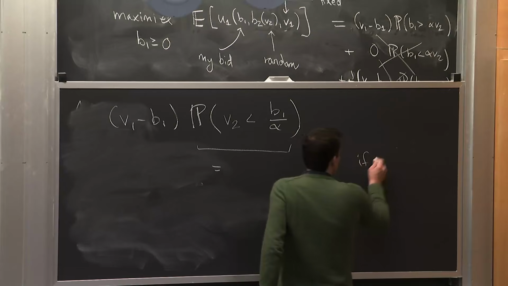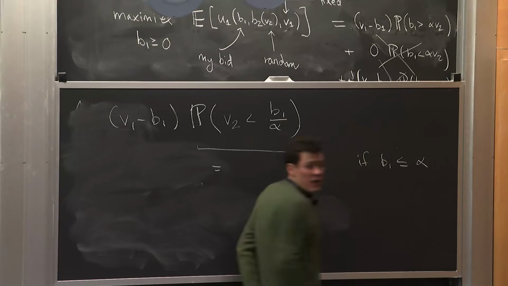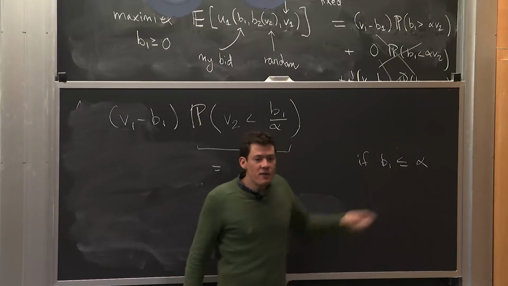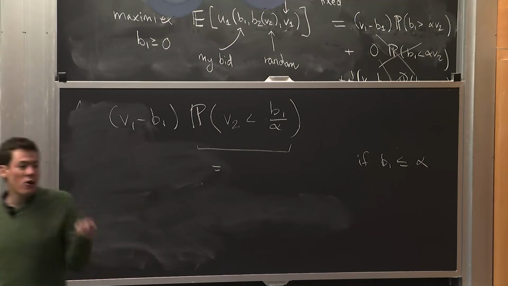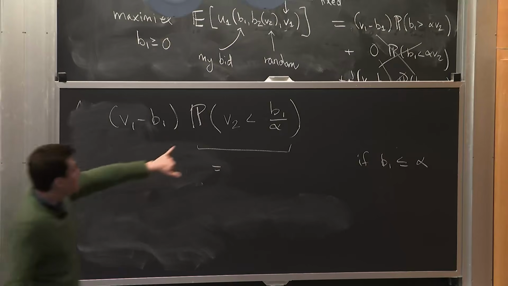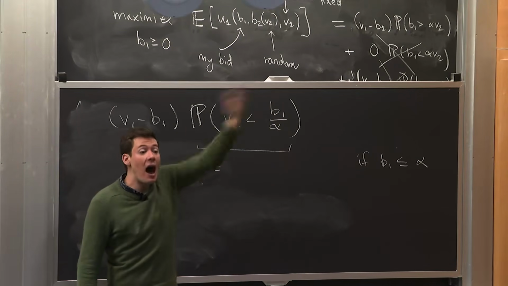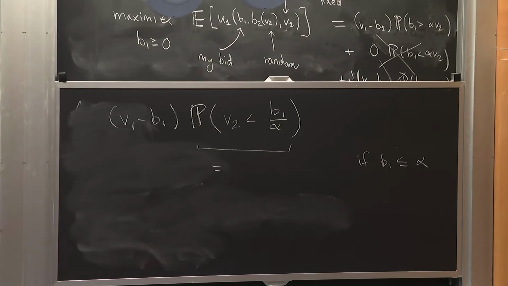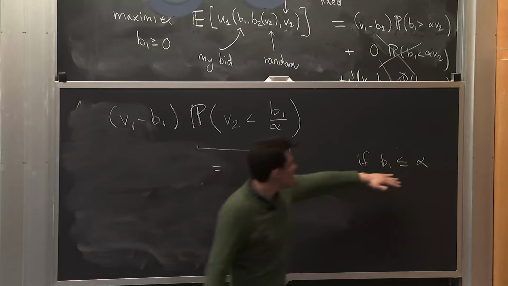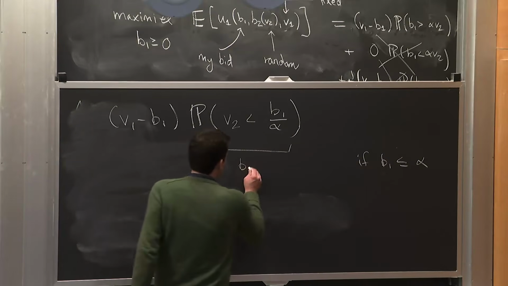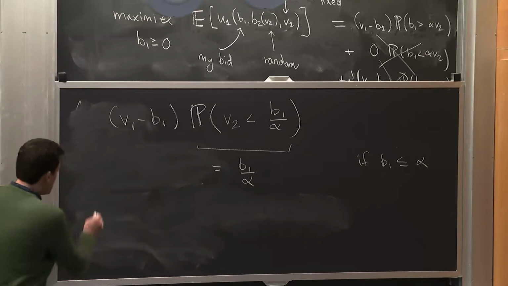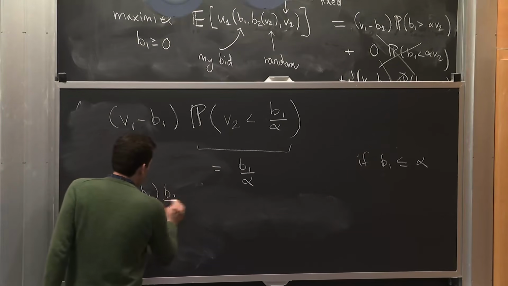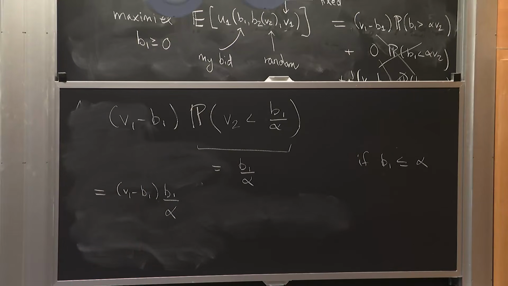So let's just say B1 is less than or equal to alpha. It turns out you're never going to want to bid more than alpha. Because if you bid more than alpha, you're already going to win anyway. So you're just increasing the amount that you pay. Let's understand. If my opponent's strategy is alpha times V2, the highest they could possibly bid is alpha. So it would be crazy for me to bid more than alpha, because I'm already guaranteed to win by bidding alpha. So it's a safe assumption that B1 is less than alpha. And in that case, then we indeed get B1 over alpha.